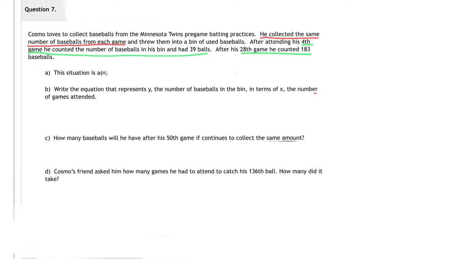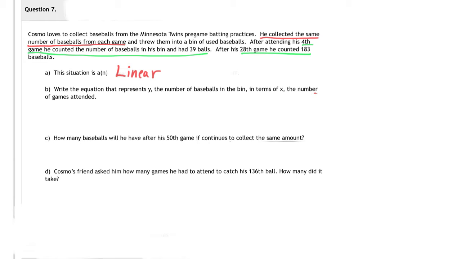First, the question that you need to look at is what is the phrase in here that tells you what kind of question it is. Is it exponential or is it linear? In the case of this problem, you'll notice he says he collected the same number of baseballs in each game. Therefore, when you go up by the same amount, that's your tip-off to let you know that it's linear.